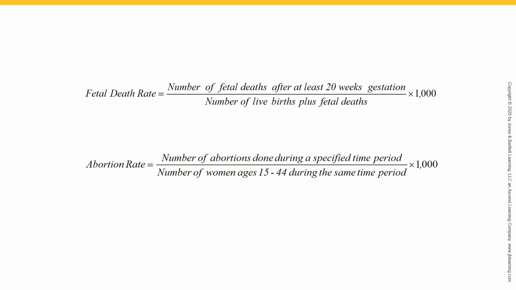And fetal death rate, how they come up with that. To determine the fetal death rate, the fetus must be at least 20 weeks of gestation. And the abortion rate is the number of abortions done during a specific time period, divided by the number of women aged 15 to 44 during that same time period. I don't know how they come up with 44. There are some women who are fertile after that.